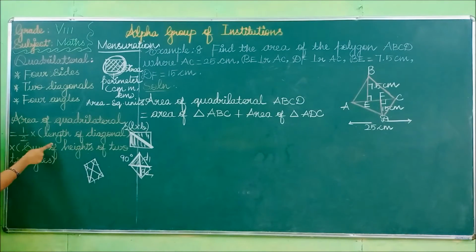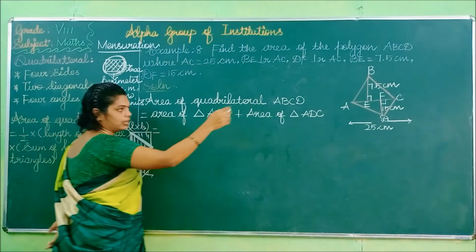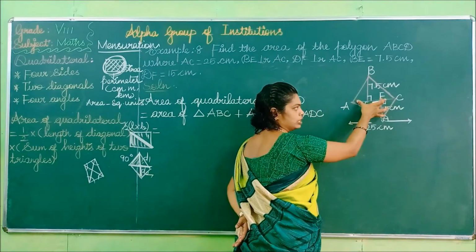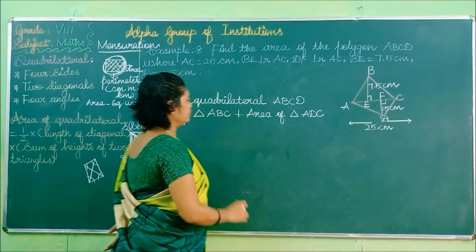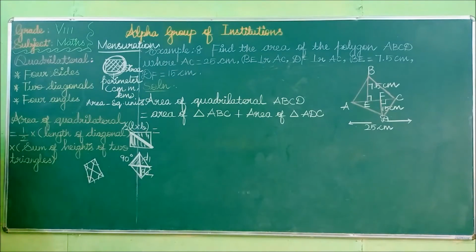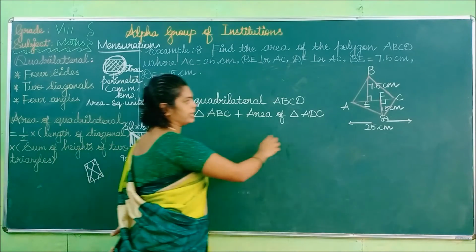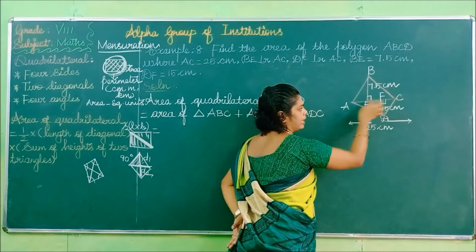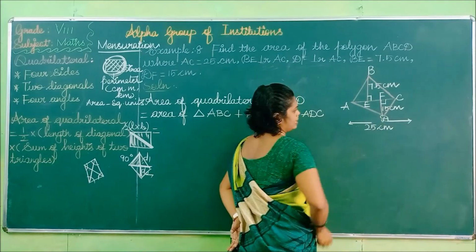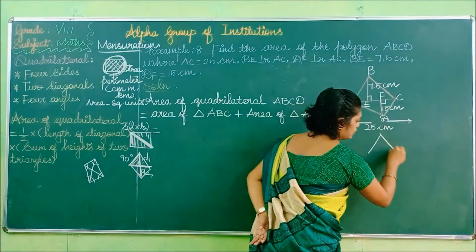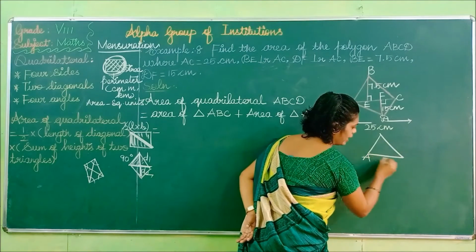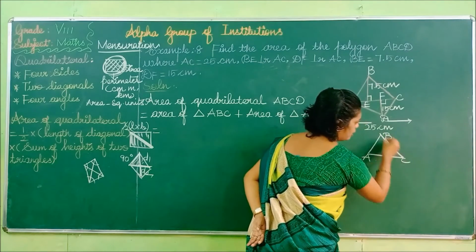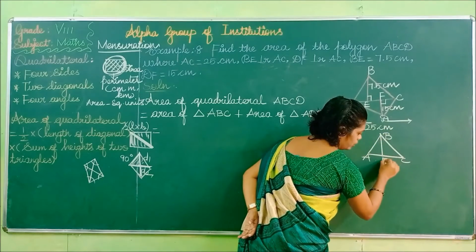So already you know, half length of diagonal into sum of heights of the two triangles. That means we can take that figure separately: the upper one triangle and the lower one more triangle. Area of triangle ABC plus area of triangle ADC. So listen carefully. This is the area of triangle ABC and one more triangle ADC. So for the upper figure, triangle ABC, B is perpendicular to E.